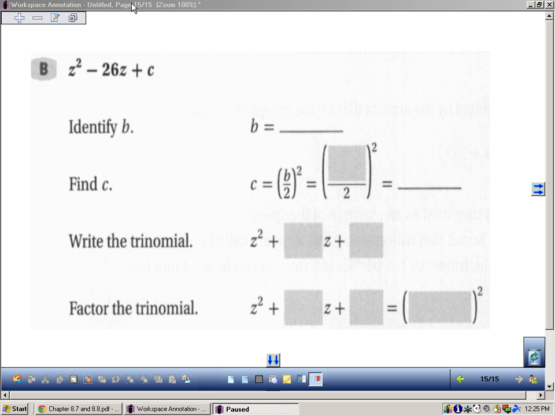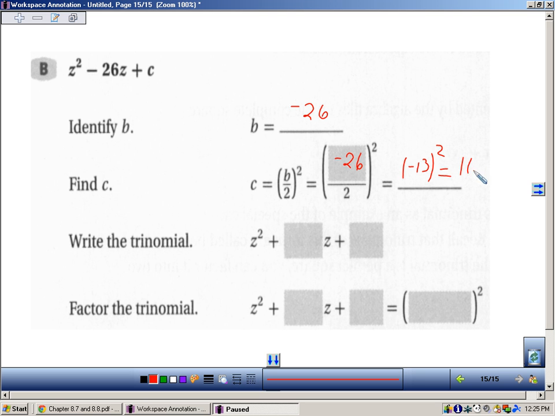Here's another example. So identify b, negative 26. Find the value of c, okay? We take b, take half of that. Half of 26 is 13. It's negative 13. This becomes negative 13 squared, and negative 13 squared is 169. And that's positive. So the value of c is 169. So when we rewrite the trinomial, it's z squared minus 26z, or plus negative 26z, plus 169.